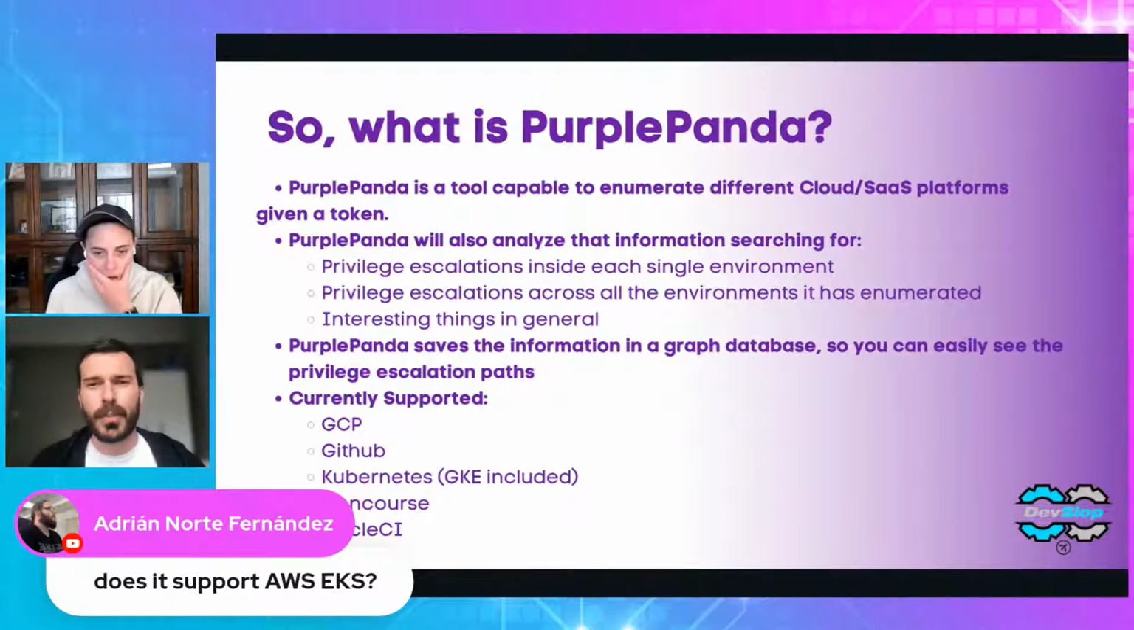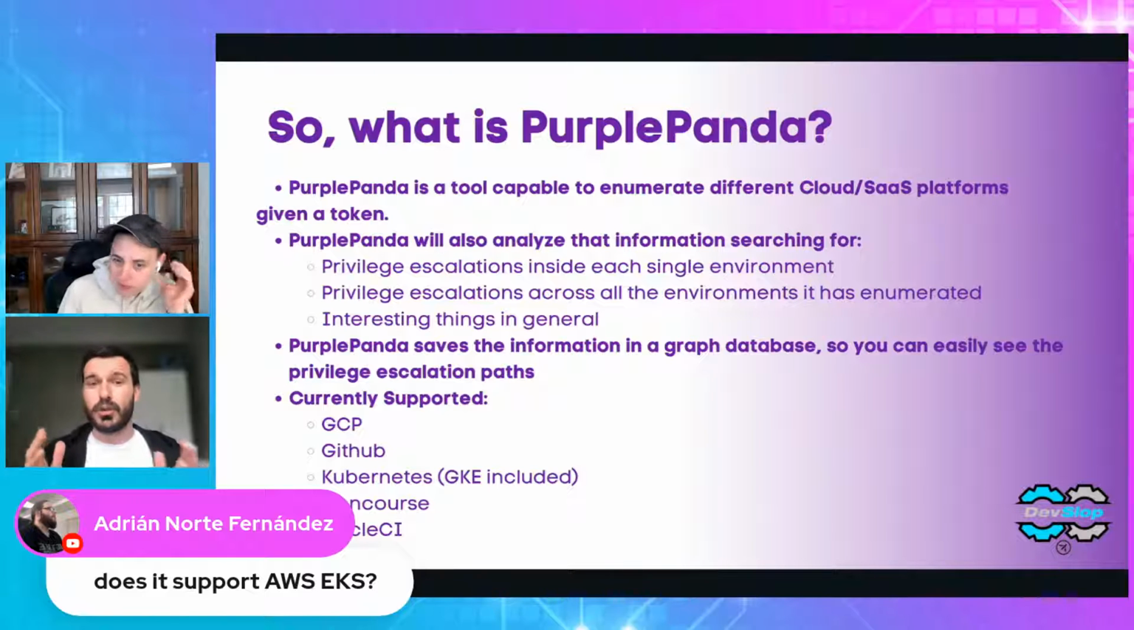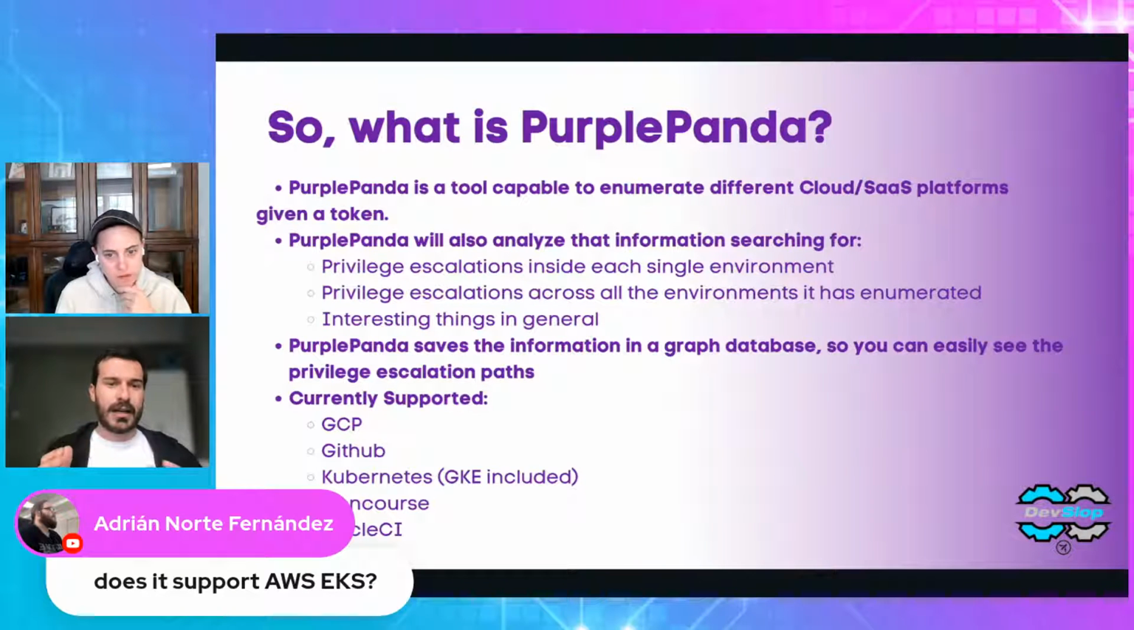Yeah, it supports Kubernetes. So as long as you can access the Kubernetes API, it is supported. So EKS is going to be supported, in case you can access the API. What PurplePanda doesn't support of AWS at the moment is that you cannot give it just a role, some credentials of AWS. But if you give it credentials, a kubeconfig, to connect to the EKS Kubernetes API, it is going to enumerate that Kubernetes environment. Got it. So it knows how to speak Kubernetes, just not the AWS part.